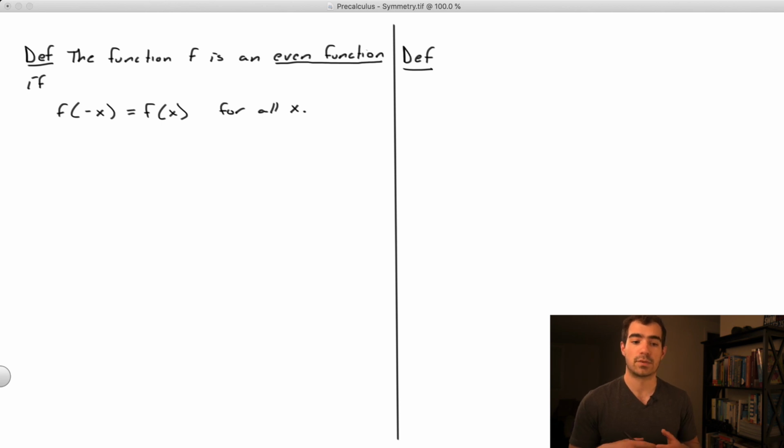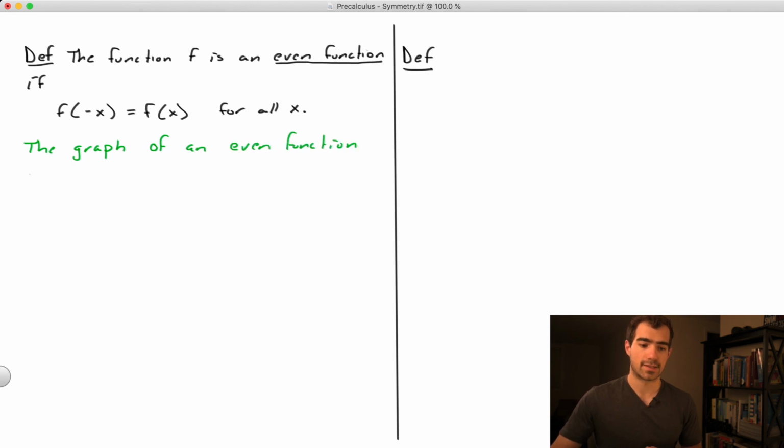So when we say a function f is even, what we're really saying is all of the negative inputs equal all of the positive inputs, so the function is going to be symmetric over the y-axis. In other words, the graph of an even function is symmetric about the y-axis.